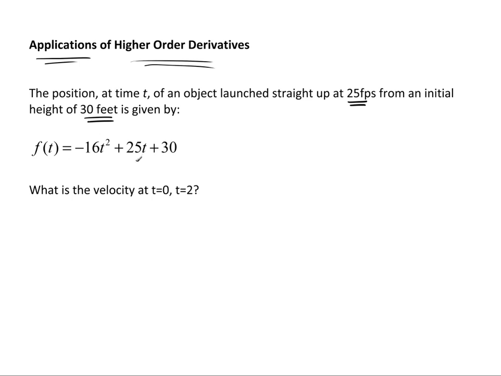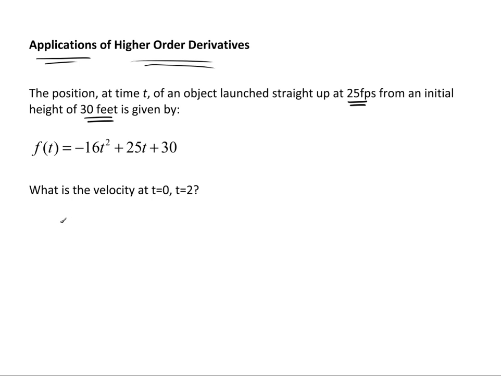You've seen this sort of thing a zillion times starting in algebra. And very commonly, we would write this as s of t, where this is a position function, and s is very commonly used to represent a position function. So what is the velocity at t equals 0 and t equals 2? Well, velocity is the rate of change in position, and the rate of change means a derivative. I'm going to stay with this f of t notation. I just wanted to note that s of t is commonly used for position.